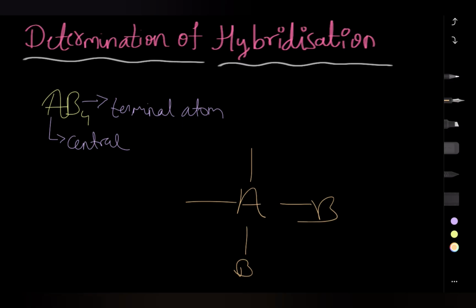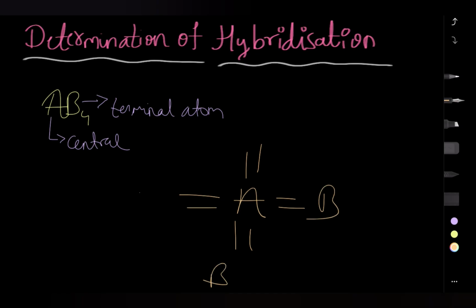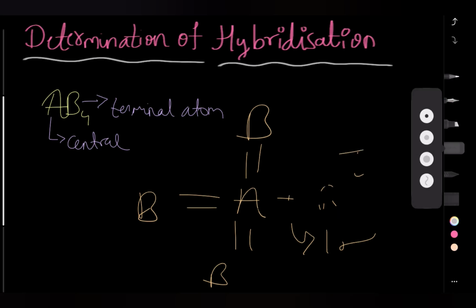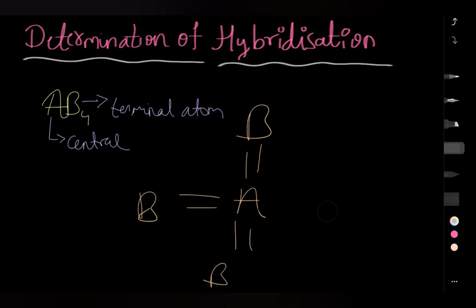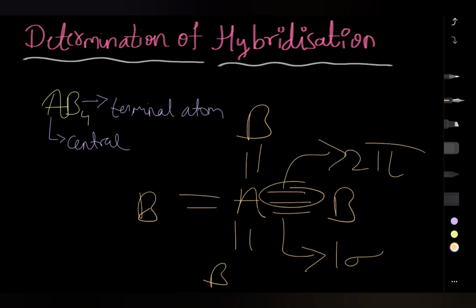If it forms 2 bonds on one B, if B is oxygen, it happens. So if it forms 2 bonds on one B, then there will be 1 sigma and 1 pi. What happens if it forms 3 bonds? Here if there are 3 bonds, then there will be only 1 sigma and 2 pi bonds. This is the concept of sigma and pi bonds.